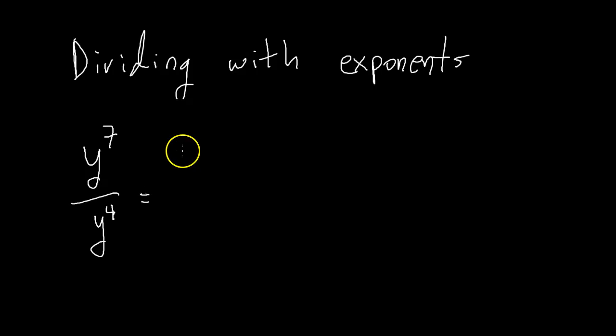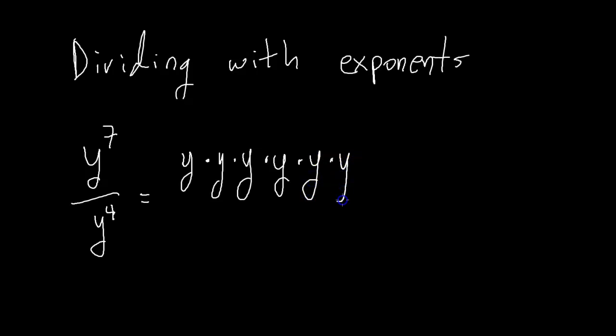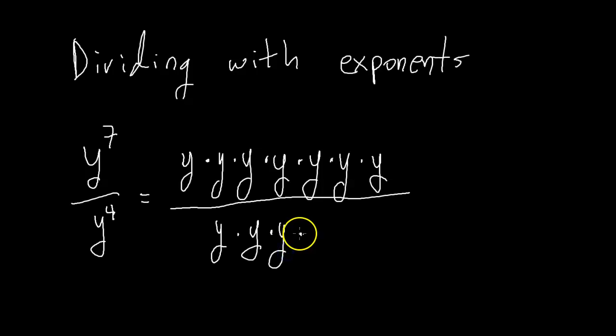Well, y to the 7th power means y times itself how many times? 7 times. So let me just write all that out. This is what y to the 7th power means, y being multiplied by itself 7 times. And what does y to the 4th power mean in the denominator? Well, of course, it means y multiplied by itself 4 times. So what can we do with this? Well, we can cancel out one pair of y, another pair, another pair, and another pair.